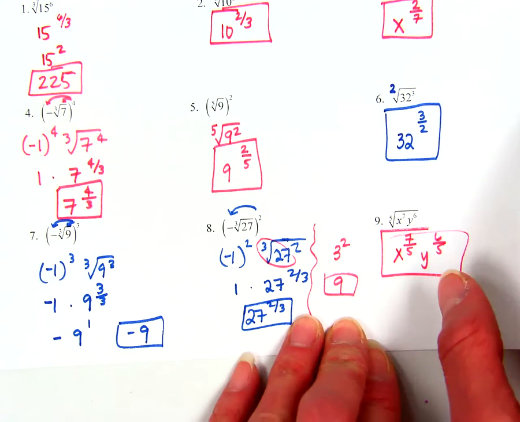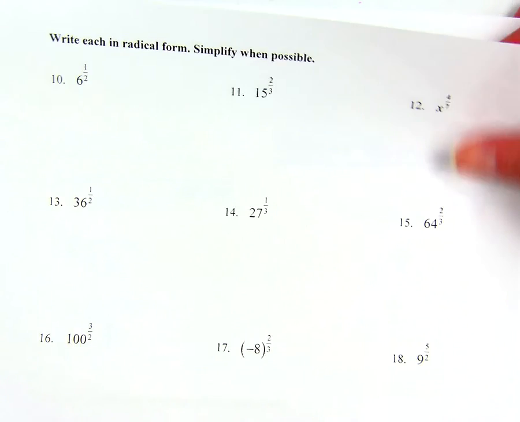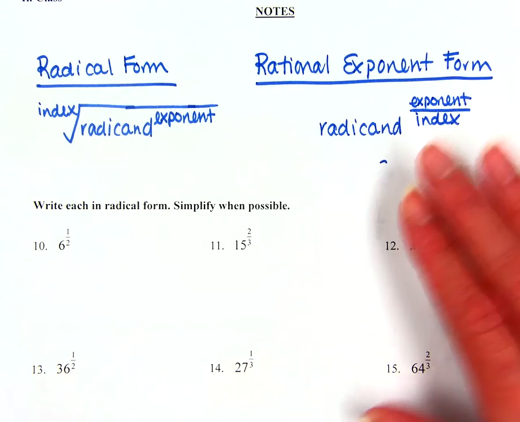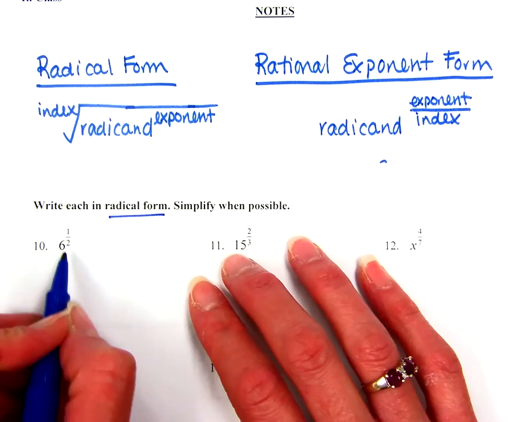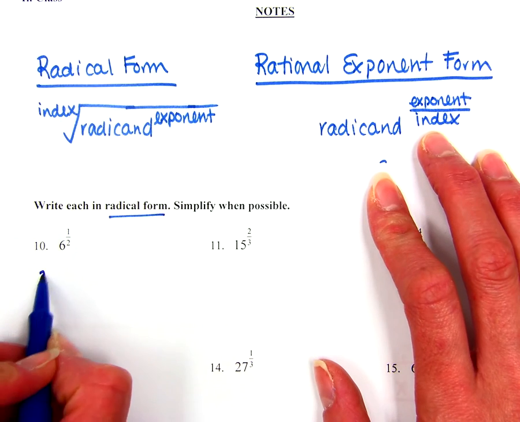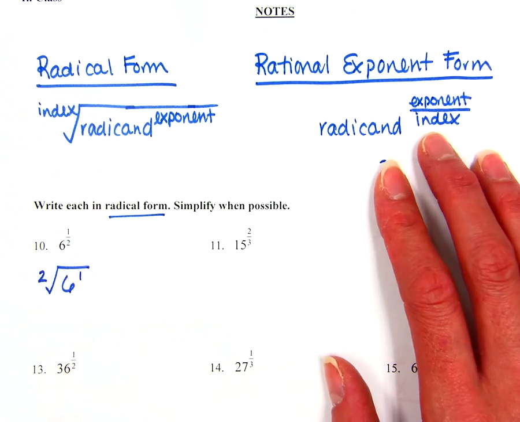All right, flip over to the back. If that was a little too fast for you, remember you can always go back and rewind the video and look at it again. All right, so this time we're writing each of these expressions in radical form. So you're going to be given this form, and you have to convert to this form. All right, so 6 to the 1/2. That means my index is the denominator. So I'm going to have the square root of 6, and that exponent still stays that way.